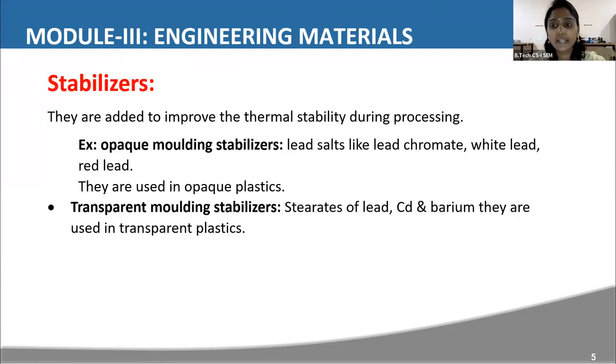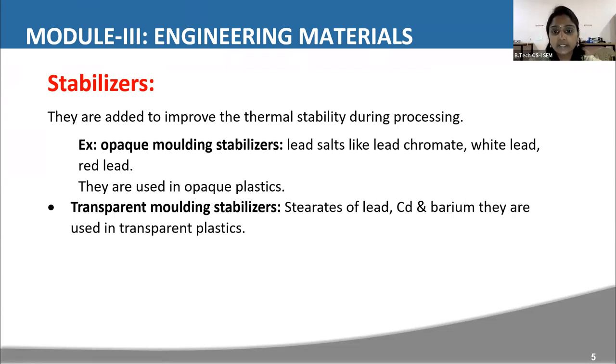And next one is stabilizers. They are added to improve the thermal stability during processing. Example, opaque molding stabilizers. Opaque, what is the meaning of opaque? Which we cannot see out the other side. Okay, we cannot see out the other side. So opaque molding stabilizers, lead salts like lead chromate, white lead and red lead. Okay, doesn't allow to see the other side. Yes, opaque means the same.